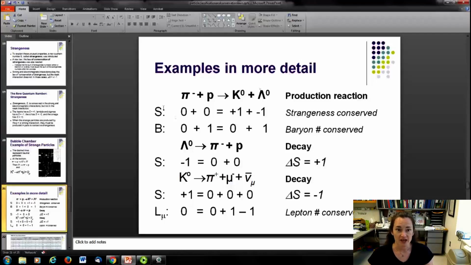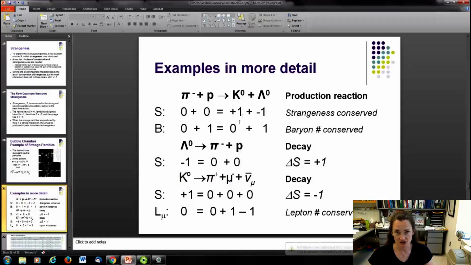Now let's look at the strangeness number and the baryon number for this top reaction. On the left, you have your pion and your proton, and those are not strange. So your strangeness number on the left-hand side is 0. Now on the right-hand side, you can see what the strangeness numbers are by reading them off the chart in those tables in your book that I've shown you in the lecture already.